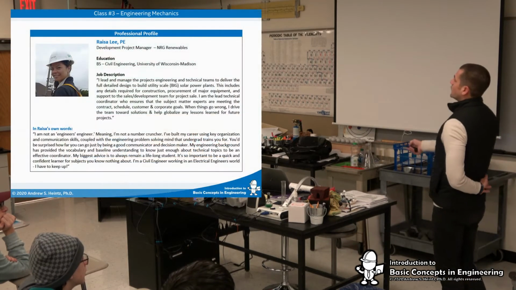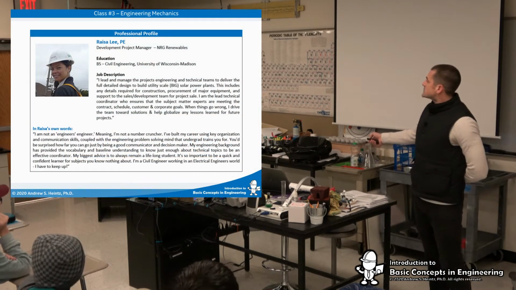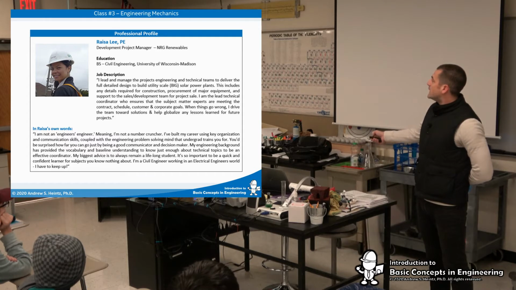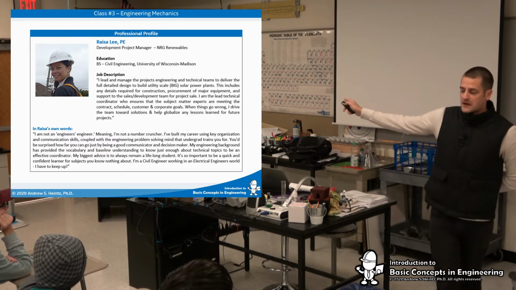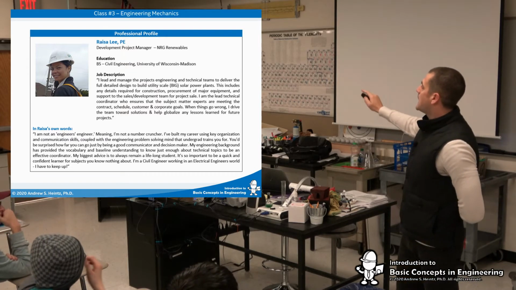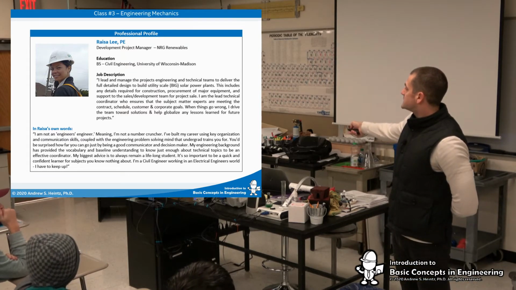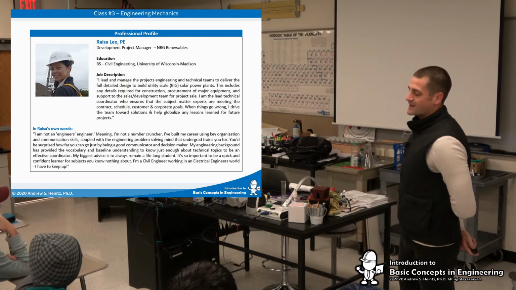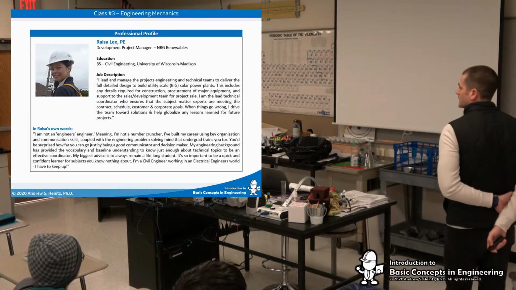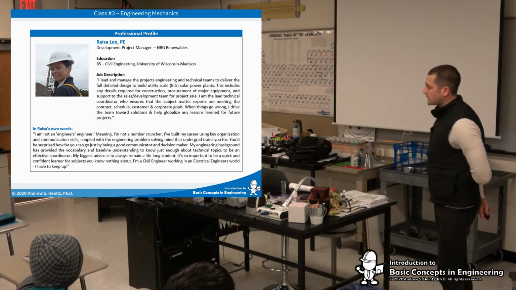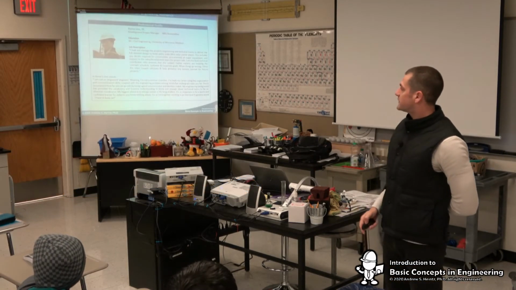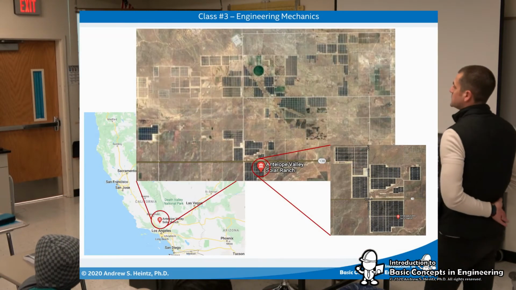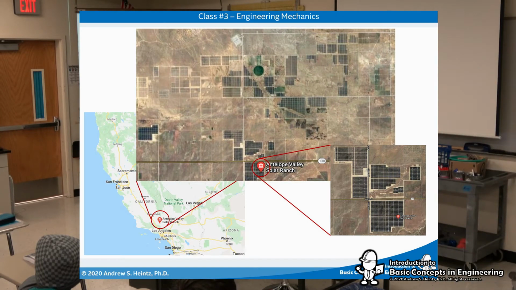Anyway, Raisa has since moved on. She's a project manager at NRG Renewables. This is actually from back when she was working with SunPower. She has her BS in civil engineering from the University of Wisconsin-Madison, which is also where my wife went. She'll be here later. But she's a civil engineer, and instead of reading all that long stuff she talked about, I just wanted to show you what she's worked on. So I'm going to hit the lights here real quick.